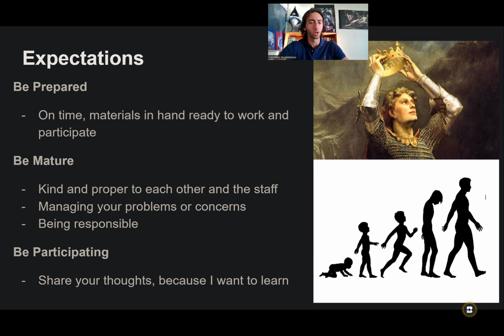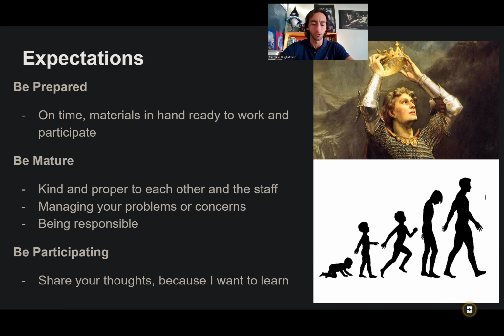Maturity, make sure that you're mature. As I said here, be kind and proper to each other and staff. I like us to be respectful. Actually, I don't like respect. Respect is such a lame word because it's so overused. So I use the term kind and proper. Practice good manners. Practice good social engagement with me and with those around you. Be kind. Show kindness. Show warmth to your friends and your neighbors. That'll make you a much more popular and liked person, and make you happier overall in general.